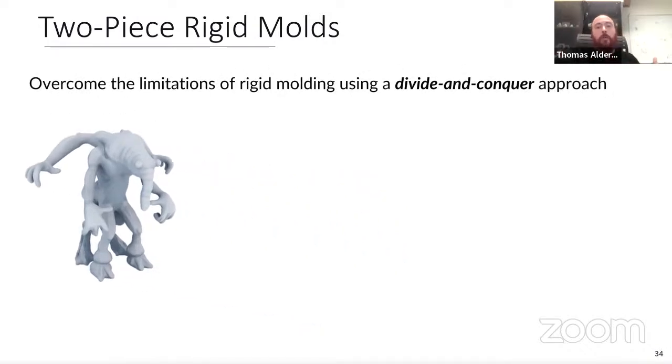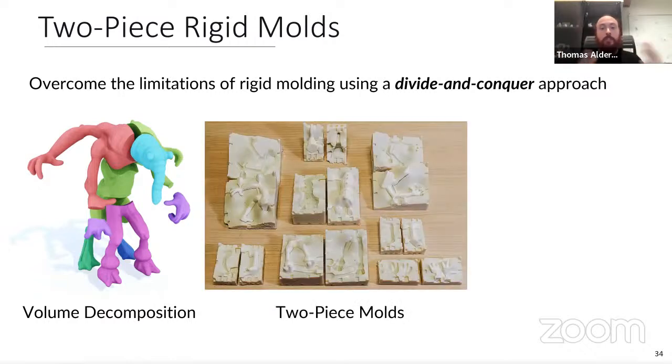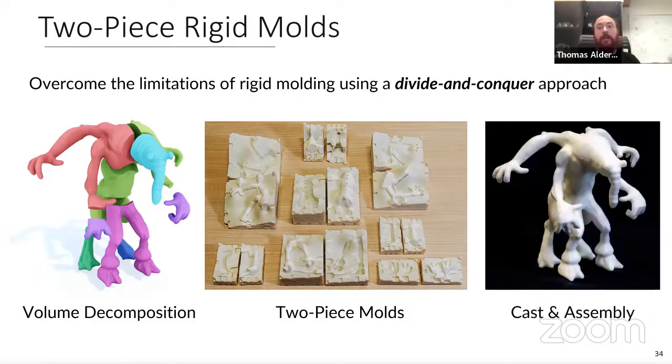But in this approach, we exploit a divide and conquer approach to decompose the object volume into a set of parts that individually are guaranteed to satisfy the height field constraints for a pair of opposite parting directions. And this means that each of these parts will be manufacturable using a two-piece rigid mold that is easy to fabricate and also to operate. And then all these parts that can be individually cast are assembled together and glued together into the final shape.